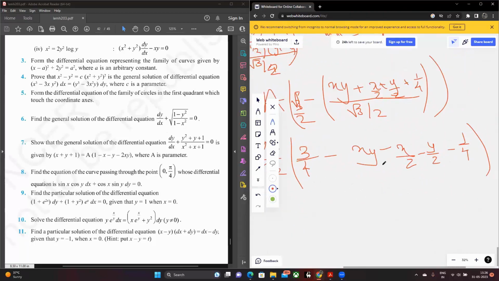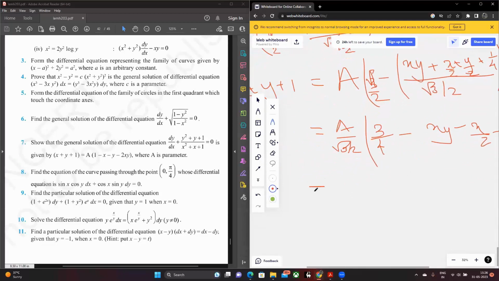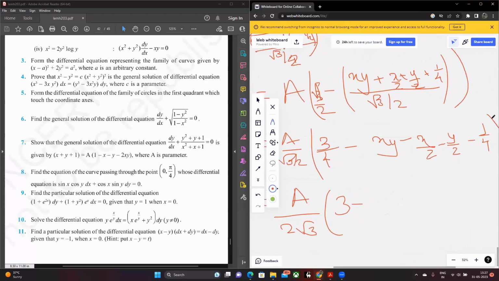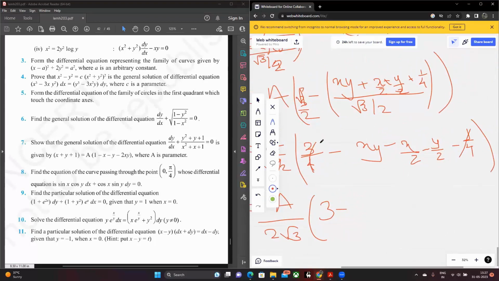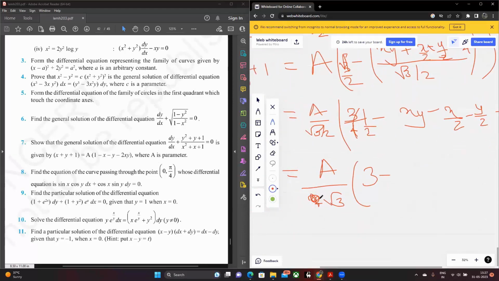And taking this 4 outside, this basically becomes a by 2 root 3 into 3 minus, this goes here and this becomes half, right? So I'll just take the 2 outside. I'll take this 2, this 2, this 2, and here into 2 divided by 2, this 2. I'll take it common out, right?